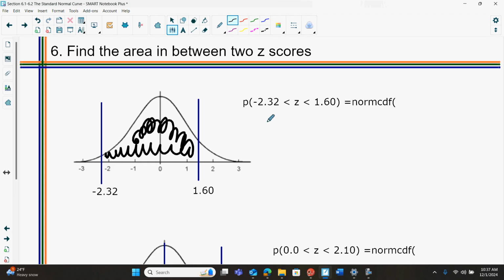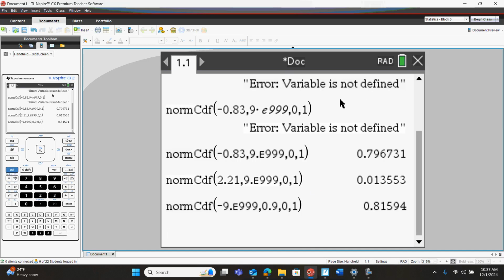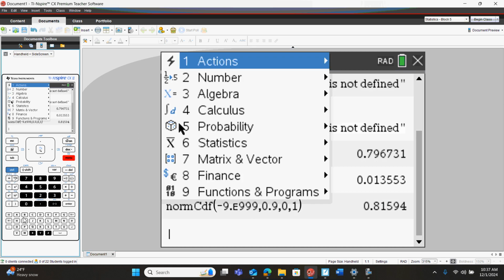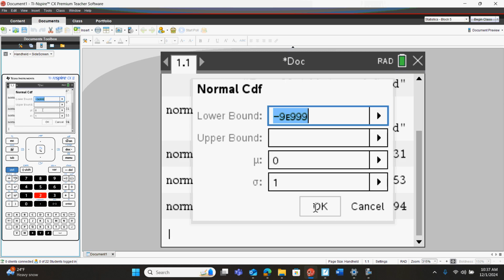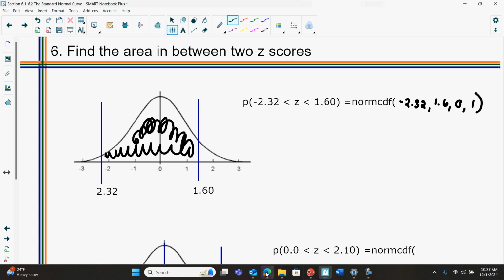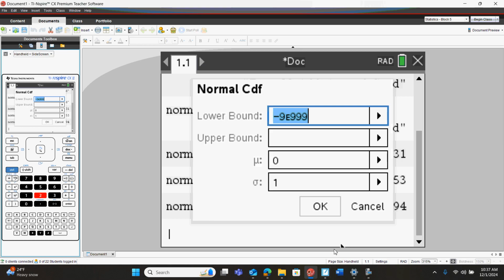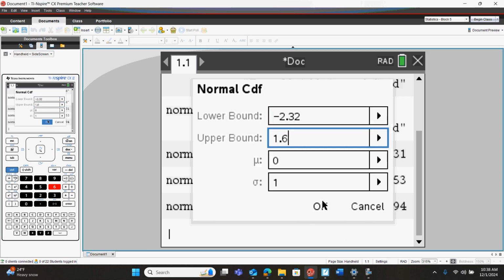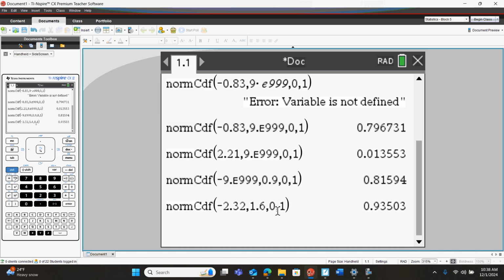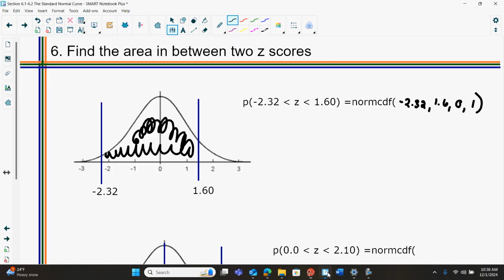This is what you're going to do. You're going to do norm CDF. Your lower bound is going to be negative 2.32. Your upper bound is now going to be 1.6, and we still have a mean of 0 and a standard deviation of 1. So back to your calculator. We're going to go menu 552. All right. So negative 2.32 to 1.6. And we get 0.935, 93.5%.